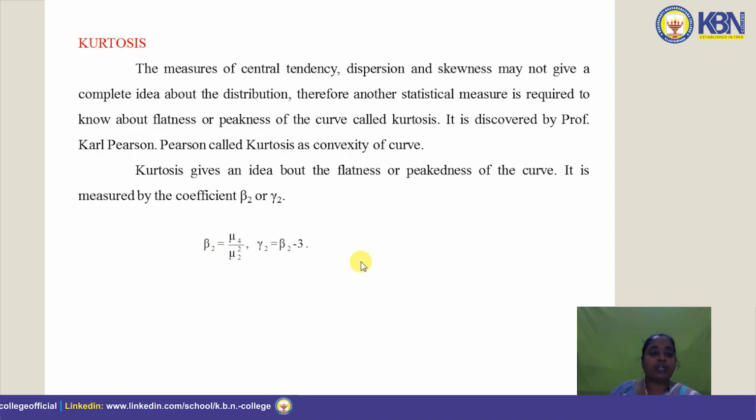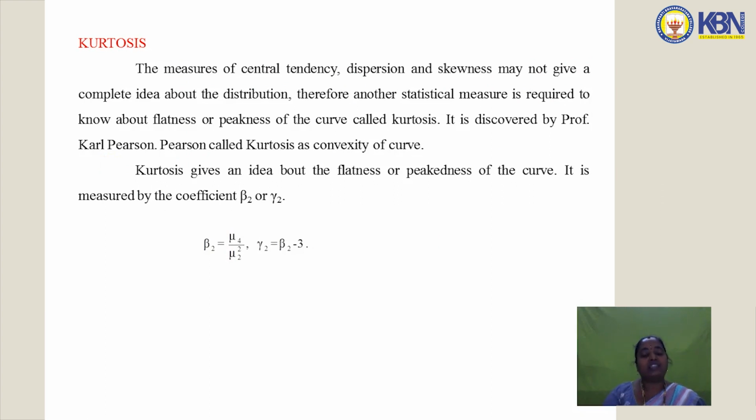And the last concept, kurtosis. The measures of central tendency, dispersion and skewness may not give the complete idea about the distribution. Therefore, another statistical measure is required to know about the flatness or peakedness of the curve, called kurtosis. It was discovered by Professor Karl Pearson, and is also known as Pearson's kurtosis, or convexity of the curve. The measure for the kurtosis is given by beta 2 or gamma 2, where beta 2 is mu4 by mu2 square and gamma 2 is beta 2 minus 3.